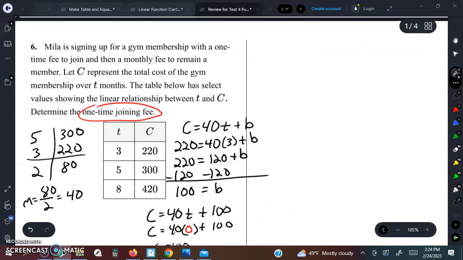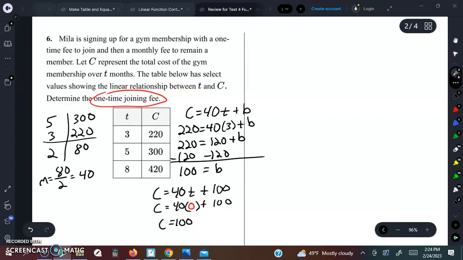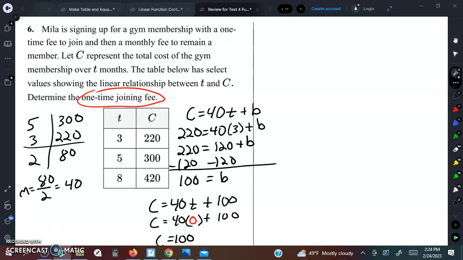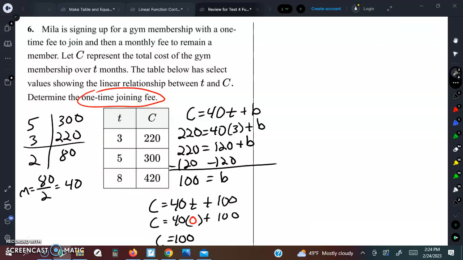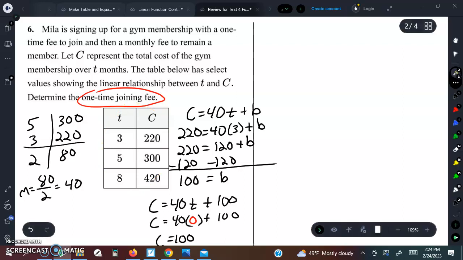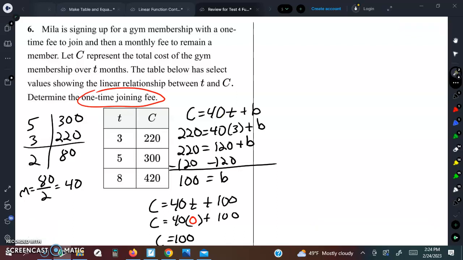Alright, now we're looking at number 6 here. This is a situation where they give you the table already, and what they want you to do is answer the question, usually pertaining to the x or the y or the y-intercept or the slope.